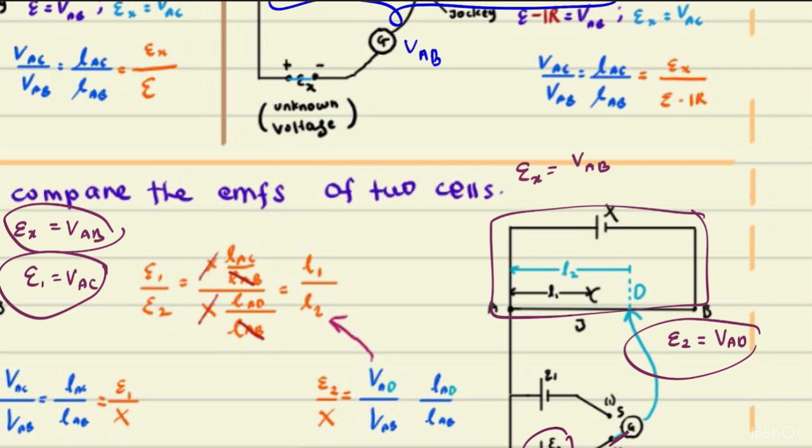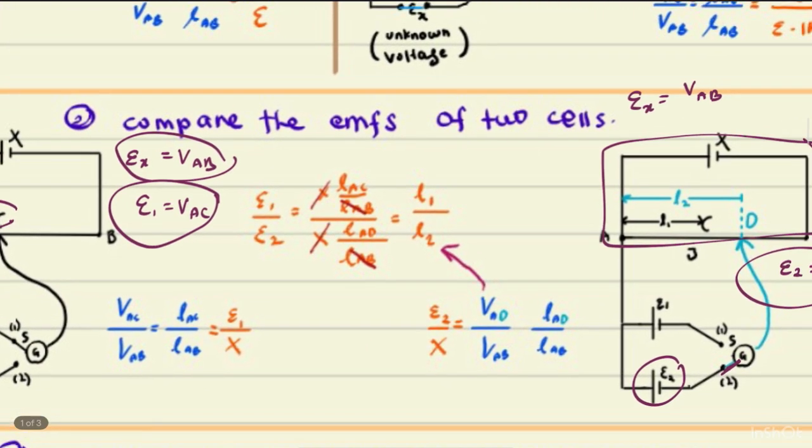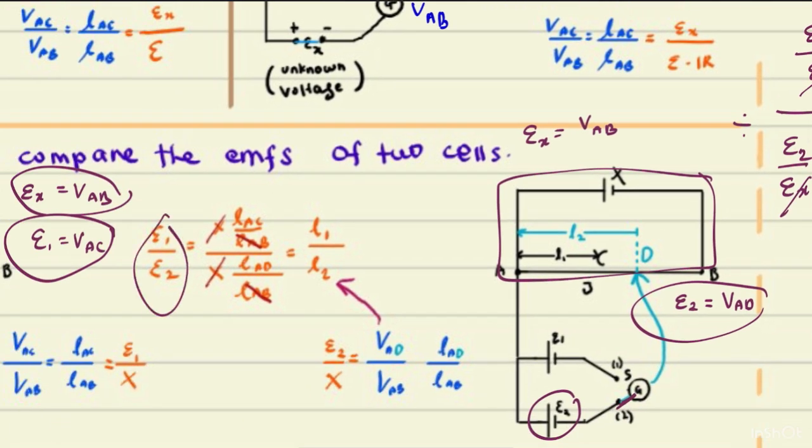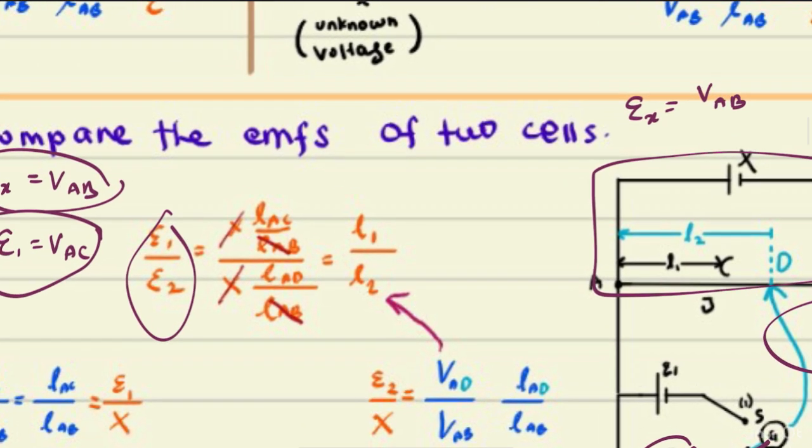Okay, so diorang ni constant. So, if we use the one yang we used here tu kan E1, EX, E1 sama dengan EX2 juga. So, if we divide both sides with this one, dia akan cancel ni kan, EX ni. Okay, so yang tinggal E1 over E2. So, kita ada length AC over length AB. Lepas tu length AD over length AC. Then we cancel this. We cancel this because it's the same thing. And then, kita akan dapat length 1 over length 2.